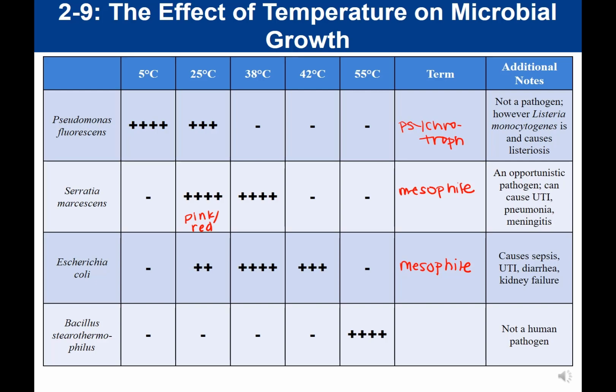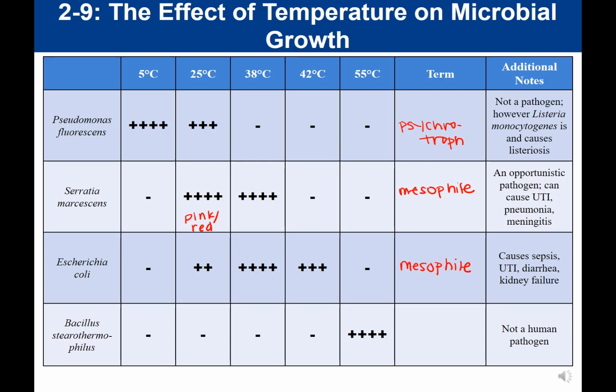So they're both mesophiles. They both grow best around human body temperature, but they don't have the same ranges in terms of where they grow. But they are, in fact, both still mesophiles.